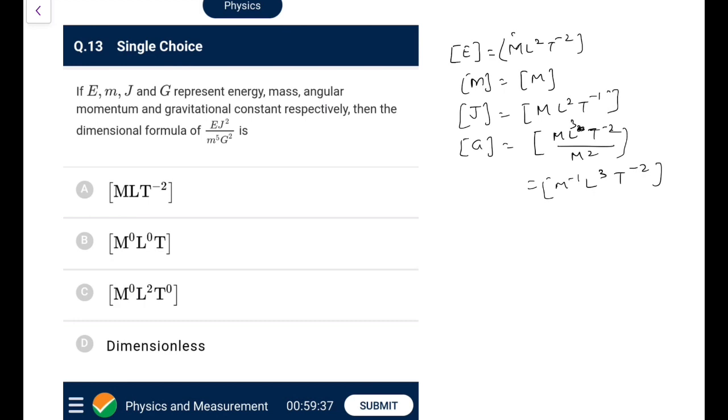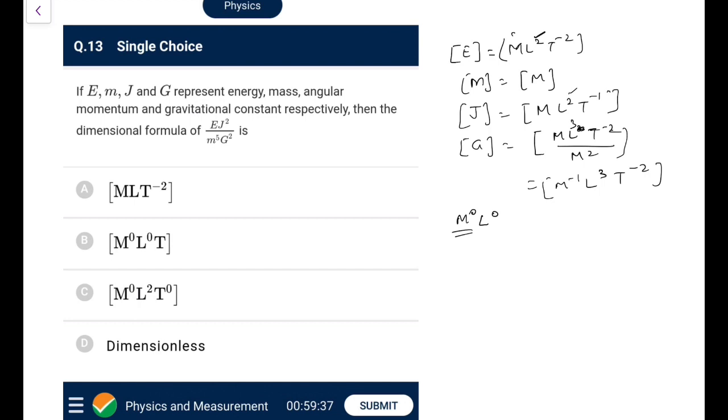So if I do E into j square, that would be m cube here, and m5, that would be m to the power minus 2, and upon g square, so m will be cancelled, so it would be m0 for sure. So m would be 0 first. Now departing length, E is L2, j square would be L4, so it would be L6, and g square would be again L6, so L is also 0. So m0, L0, oh, still we have option.